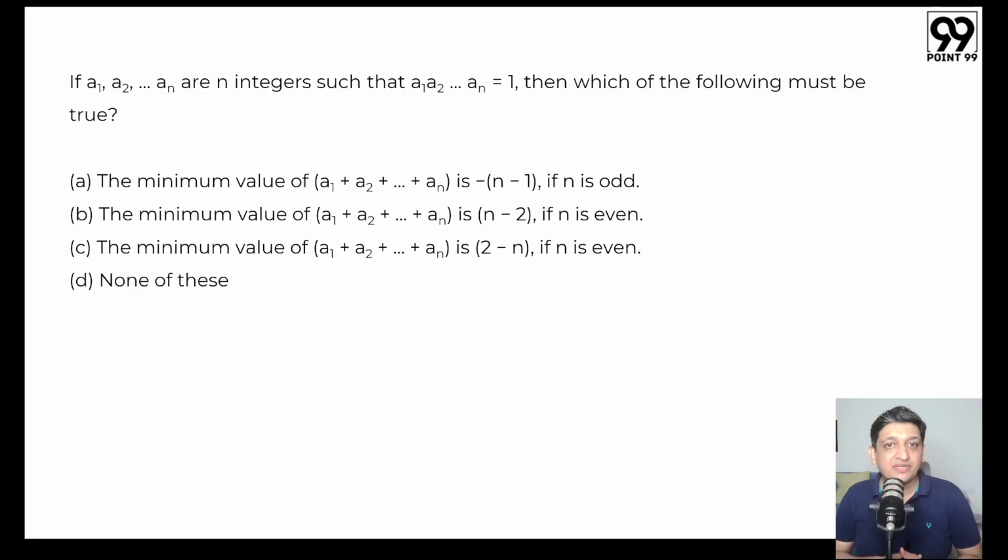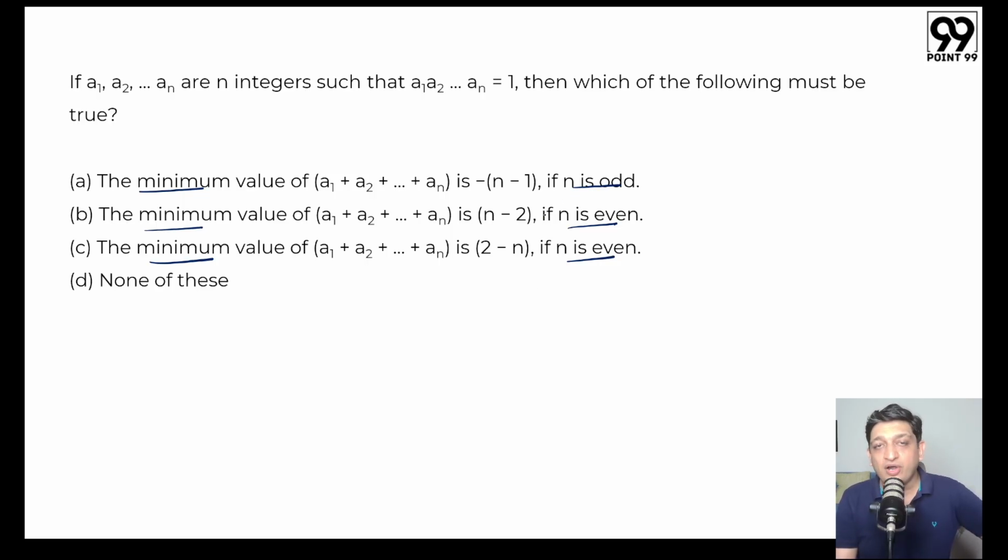Now have a look at this question and then you can have a look at the solution. Now a1, a2 and so on till an are n integers such that the product a1, a2, a3 and so on is equal to 1. Then which of the following must be true? Now the options here tell us about the minimum value if n is odd and if n is even. So let's look at the case when n is odd.